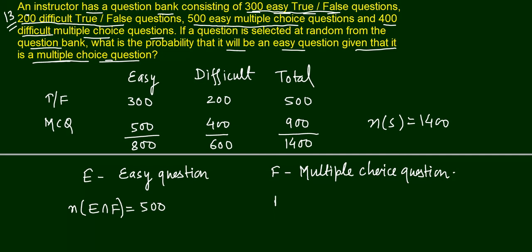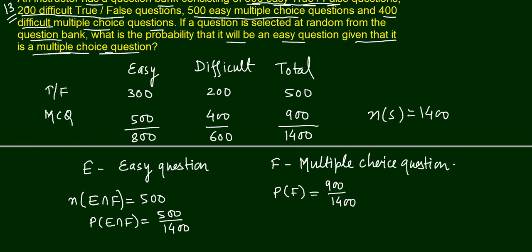So number of elements in F means multiple choice questions. How many multiple choice questions are there? So 900 multiple choice questions are there. Total 900 multiple choice questions are there. So probability of F will be what? It is 900 by 1400. And probability of E intersection F will be what? 500, sorry, 500 upon 1400.